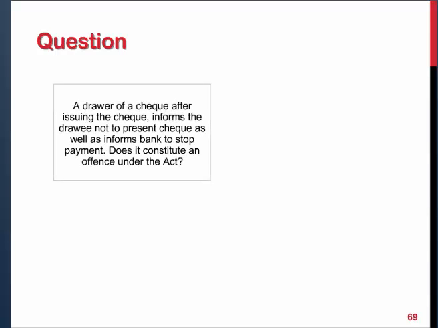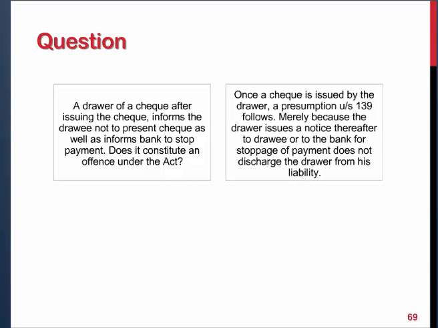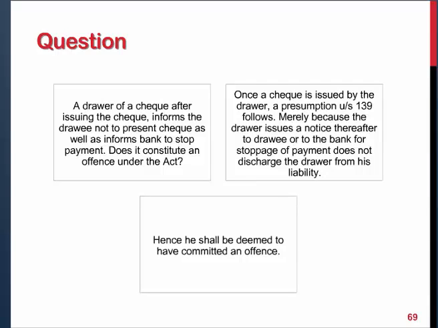For better understanding, let's see this question. A drawer of a cheque, after issuing the cheque, informs the drawee not to present the cheque as well as informs the bank to stop payment. Does it constitute an offence under the Act? Answer is, once a cheque is issued by the drawer, a presumption under Section 139 follows. Merely because the drawer issues a notice thereafter to the drawee or to the bank for stoppage of payment does not discharge the drawer from his liability. Hence, he shall be deemed to have committed an offence.